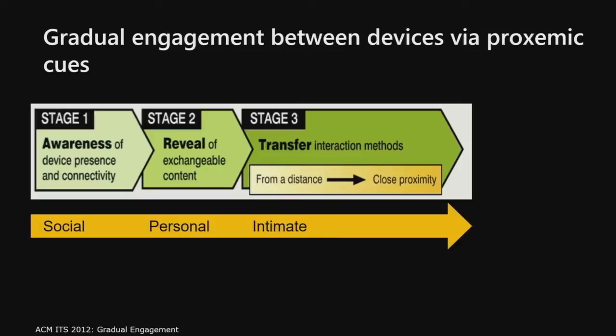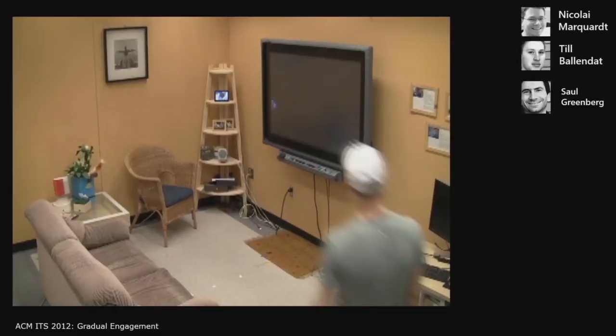So what we saw in that clip was not only the use of proximity, but a design pattern based on that notion of gradual engagement I mentioned earlier. That is, as a person and their device get closer to each other, it signals the awareness of the device presence and connectivity in the social zone, the reveal of exchangeable content in the personal zone, and then it offers interaction methods to transfer content tuned to each zone. So let's take a look at a somewhat similar example that explicitly shows these stages of gradual engagement, because it's important that you see them to understand how that works.